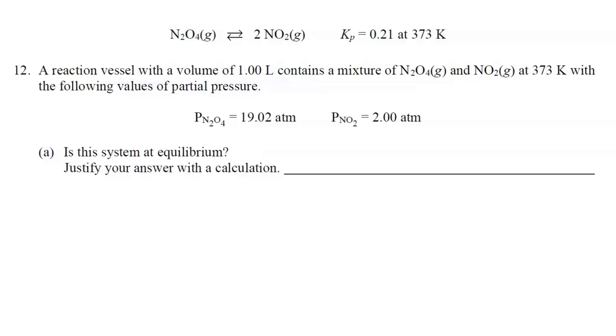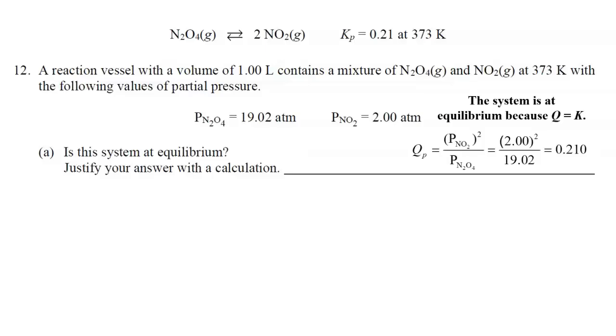So it's pressure of NO2 squared divided by pressure of N2O4. When you pick up your calculator, it's going to be 2 squared divided by 19.02. And when you do that math, you get 0.21. So yes, the system is currently at equilibrium because Q equals K.